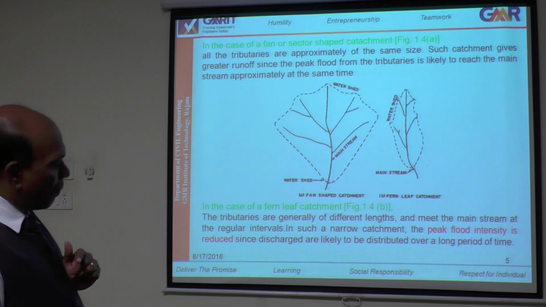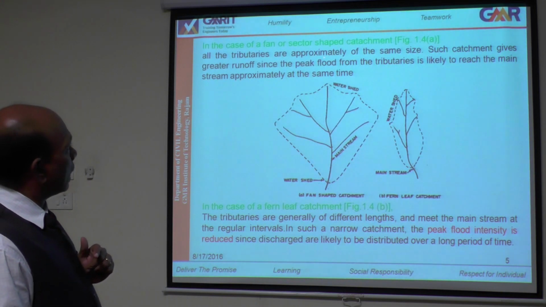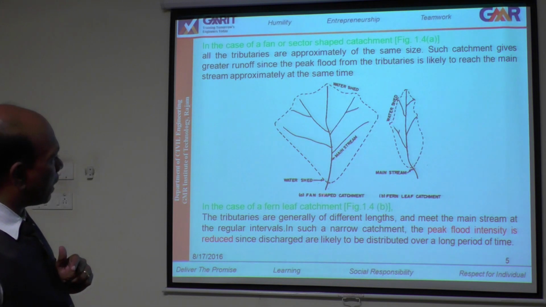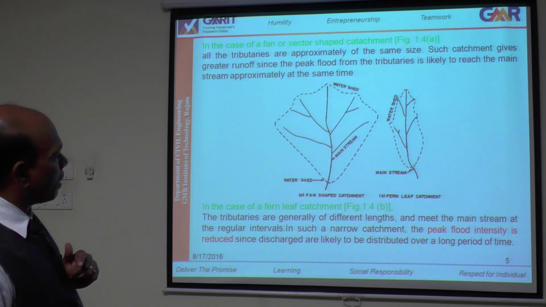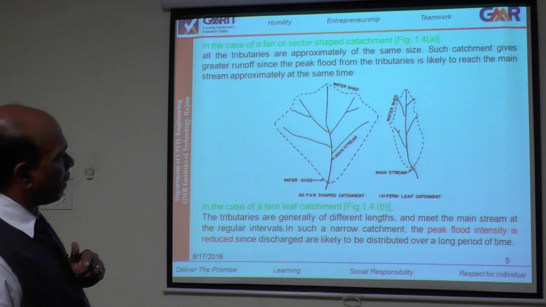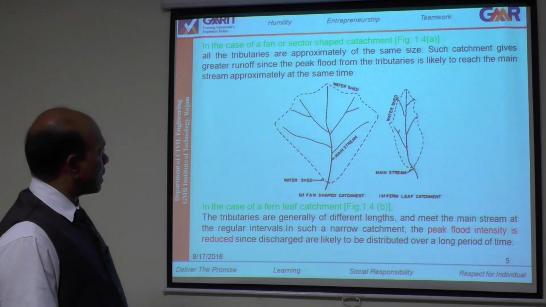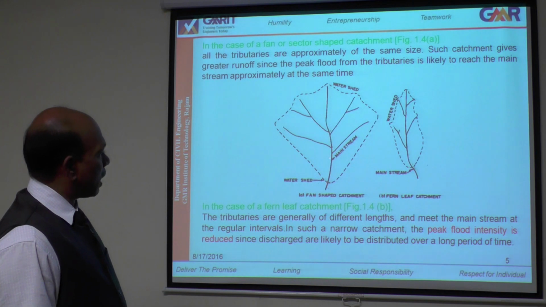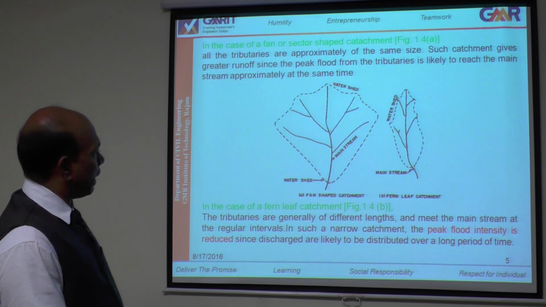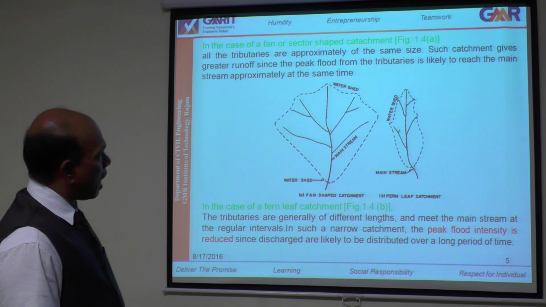And also the runoff depends upon the size and shape. This is the shape of the catchment. Here the shape of the catchment is a pan-shaped catchment. Another one is the fan-shaped catchment. Here you observe one thing. This is the stream. In case of a pan-shaped catchment, the tributaries are almost all at equal distances.